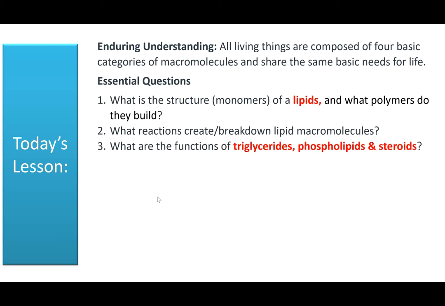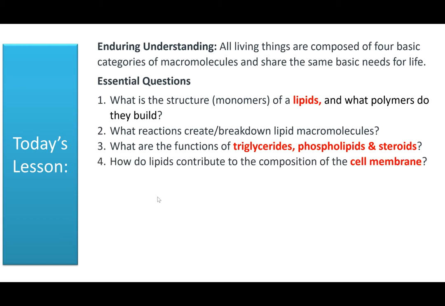What are the functions of triglycerides, phospholipids, and steroids? And how do lipids contribute to the composition of the cell membrane? So while we're going through those essential questions, make sure you can do these things.